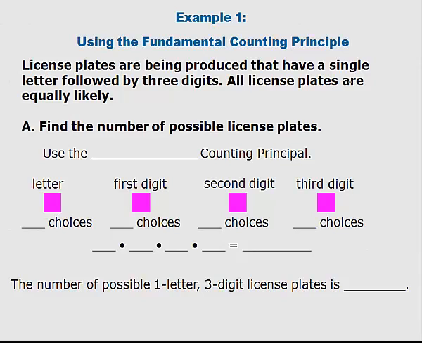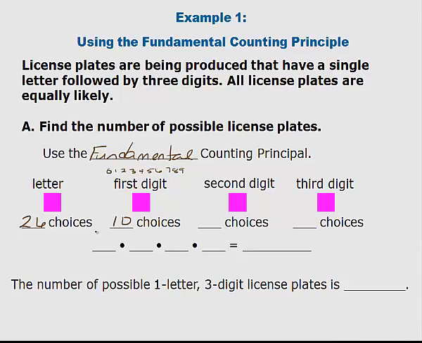License plates are being produced that have a single letter followed by 3 digits. All license plates are equally likely. So we're going to find the number of possible license plates, and we're going to use the fundamental counting principle. So first we have a letter choice. In this letter we have 26 choices because there are 26 letters in our alphabet. Now the first digit, there are 10 choices. You can have the number 0, 1, 2, 3, 4, 5, 6, 7, 8, and 9.